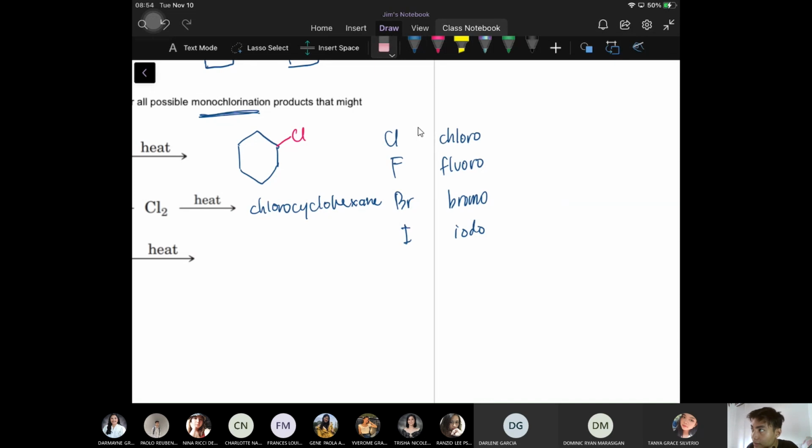So, keep in mind ito yung mga pangalan ng substituents. Ang tawag pala dito sa alkane na may halogen ay alkyl halides. Alkyl halides. Okay, so yan yung pangalan nila. Sila ay alkane na may halide, alkyl halides.